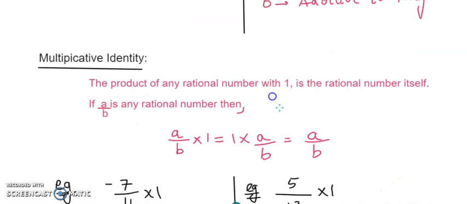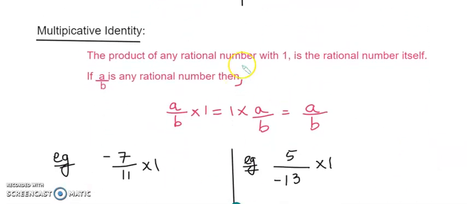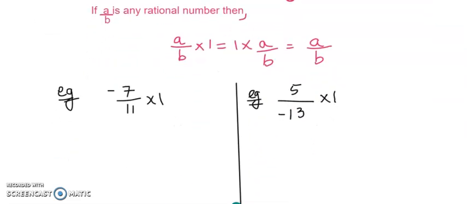Similarly, we have multiplicative identity. So if you multiply any rational number with 1, it's not going to change the rational number, and the answer will be the rational number itself. So a by b times 1, 1 times a by b is going to be a by b. Clear? So negative 7 by 11 multiplied by 1 is going to give me the same answer, negative 7 by 11.